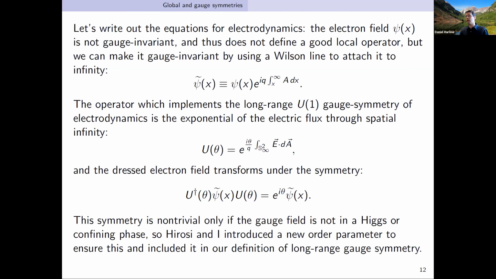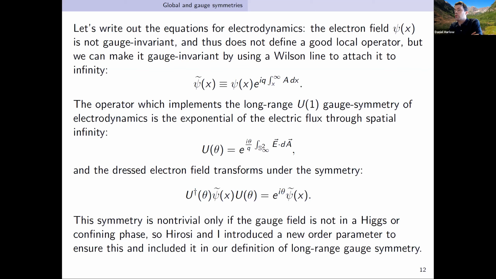There's one technical point I should make, just in case there are any experts who are going to be unhappy otherwise. This symmetry is only non-trivial if the gauge field is not in a Higgs or confining phase. Because if it is, then this flux just can't get out to infinity. It takes too much energy to send the electric flux out to infinity, and so all the states will be neutral. You won't be able to have any operators of finite energy that are charged, and so the symmetry won't mean anything in infinite volume.